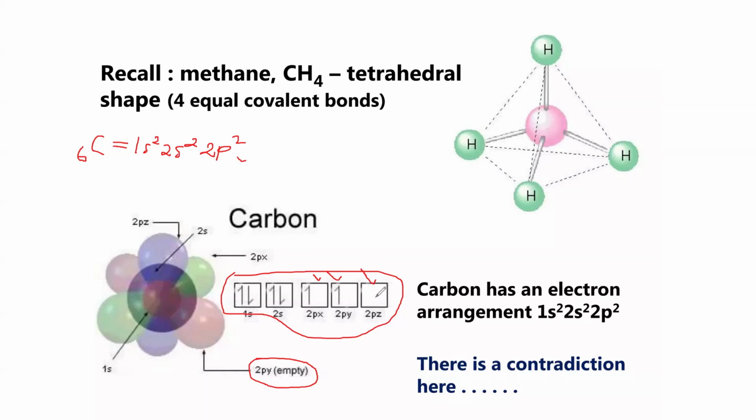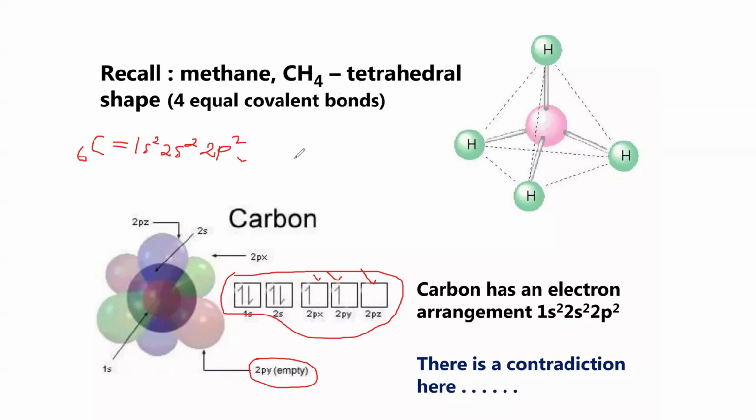So since there are unpaired electrons here, the question is how methane is tetrahedral, or how is it that we have four equal covalent bonds in carbon. So it means that there is a contradiction here with respect to methane.